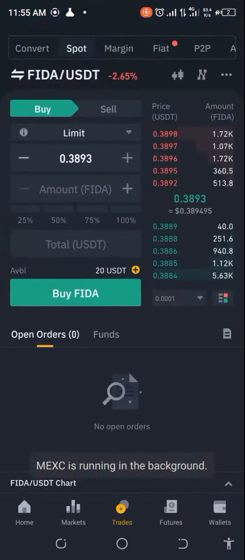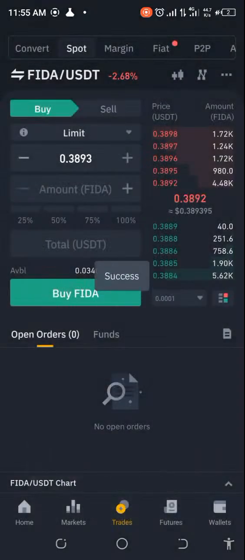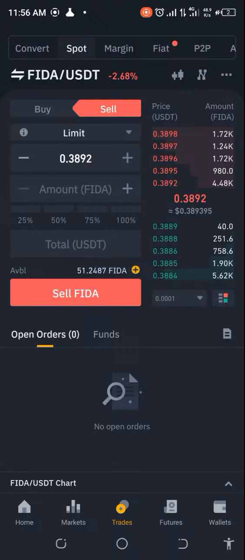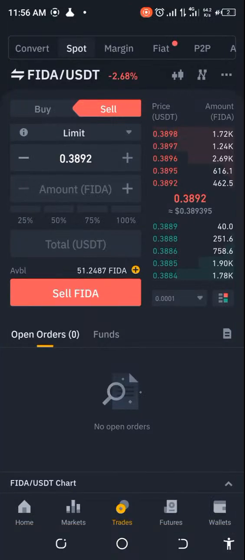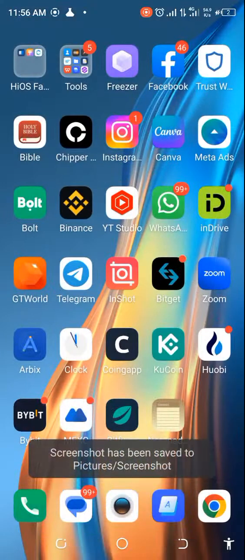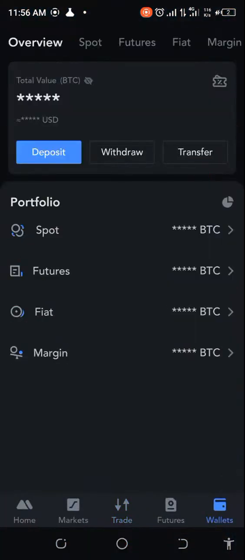The first thing we want to do now is to buy this. So let's ensure that we refresh, make sure that everything is set. Okay, so it's picking up 19.97. Let's go ahead and buy that. Okay, so that is already bought. So what do we have here? 51.24. Okay, so this is what we have now. All right, so next up is that we want to quickly send this over to MEXC. So here we're going to deposit it.